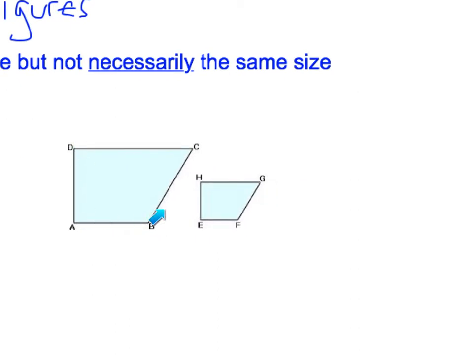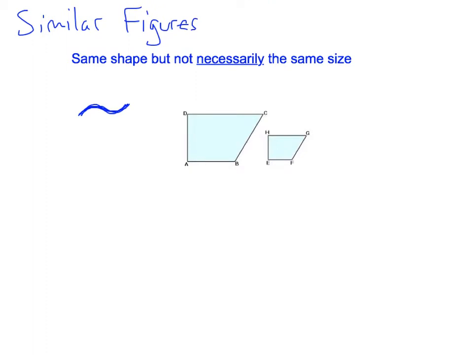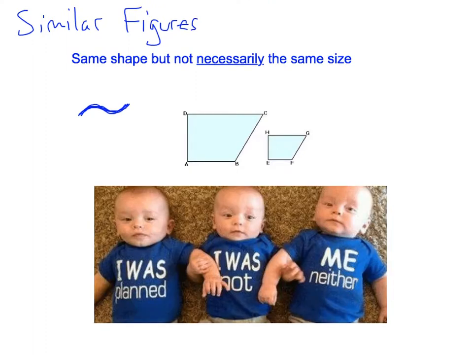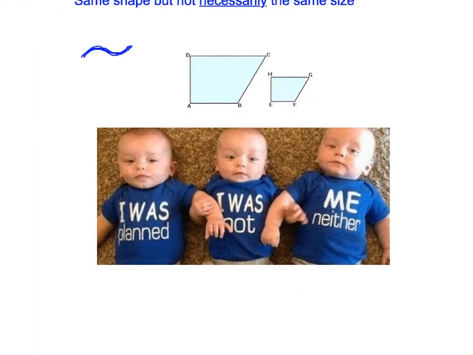So we can see these are both trapezoids. This has a straight side, this has a straight side, this one's angled, this one's angled, okay? But also, these are similar figures.